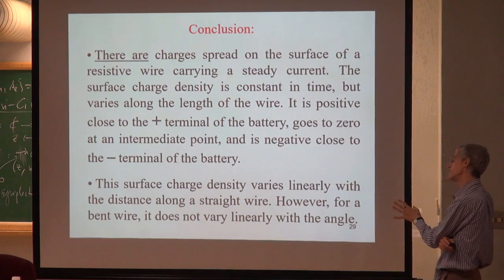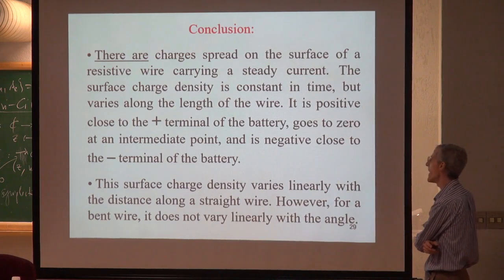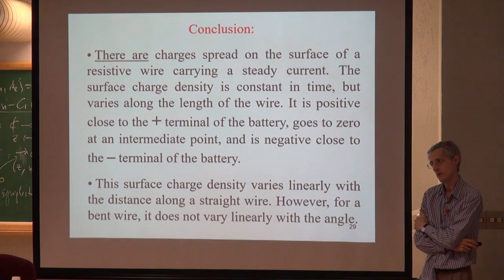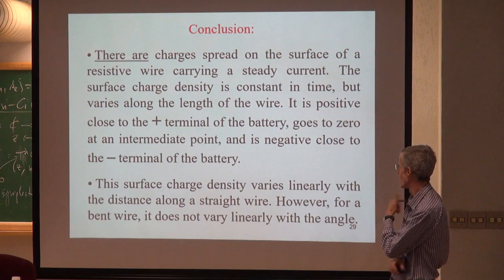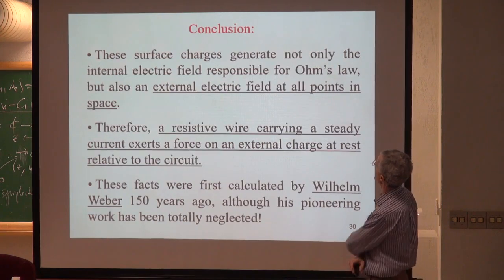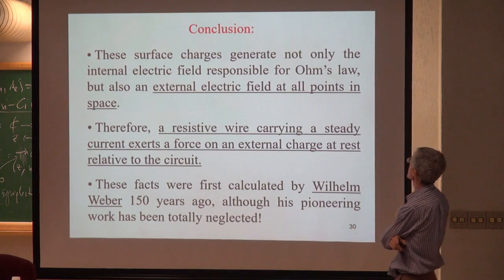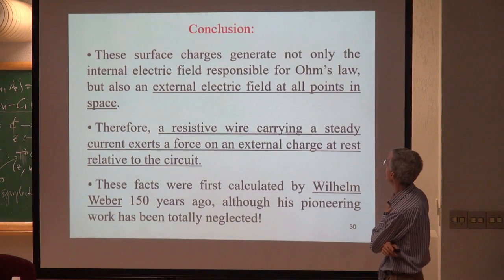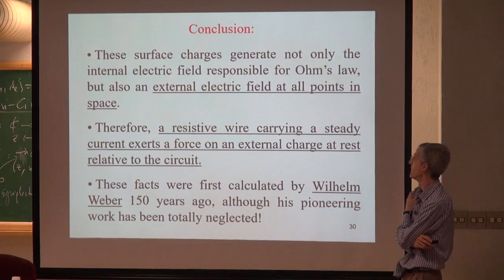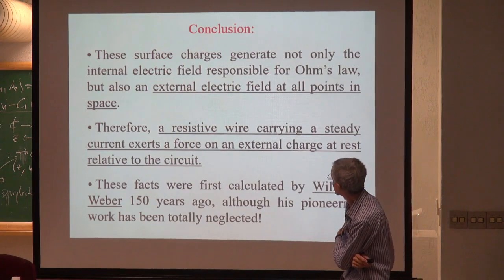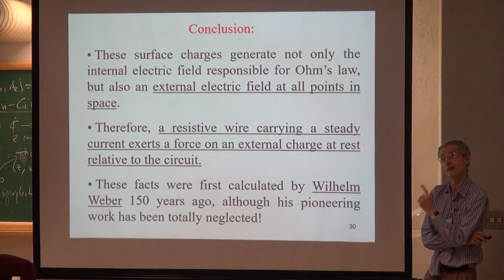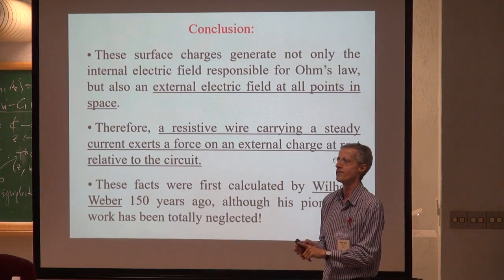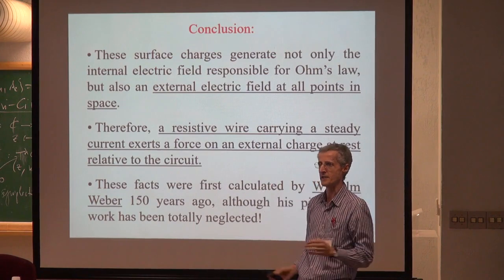The surface charge density varies linearly with the distance along a straight wire. However, for a bent or curved wire, it does not vary linearly with the angle. The potential varies linearly, but not the surface charges. These surface charges generate not only the internal electric field responsible for Ohm's law, but also an external electric field at all points in space, not just in the vicinity of the conductor, everywhere in space.